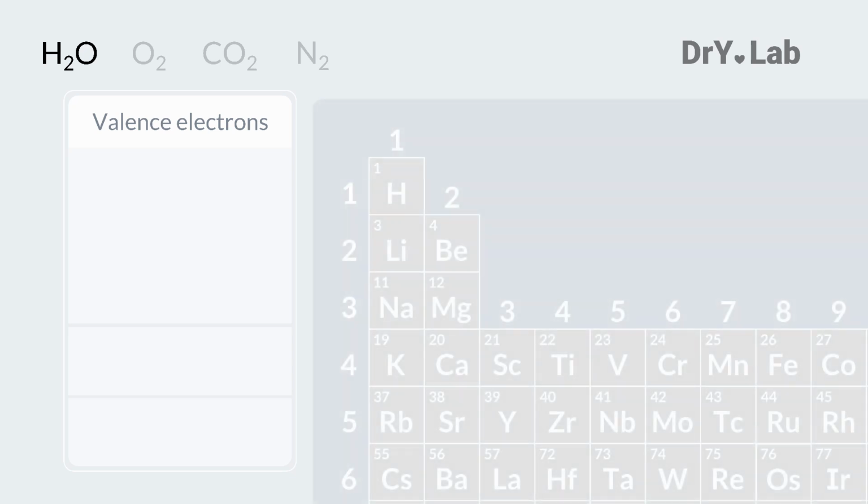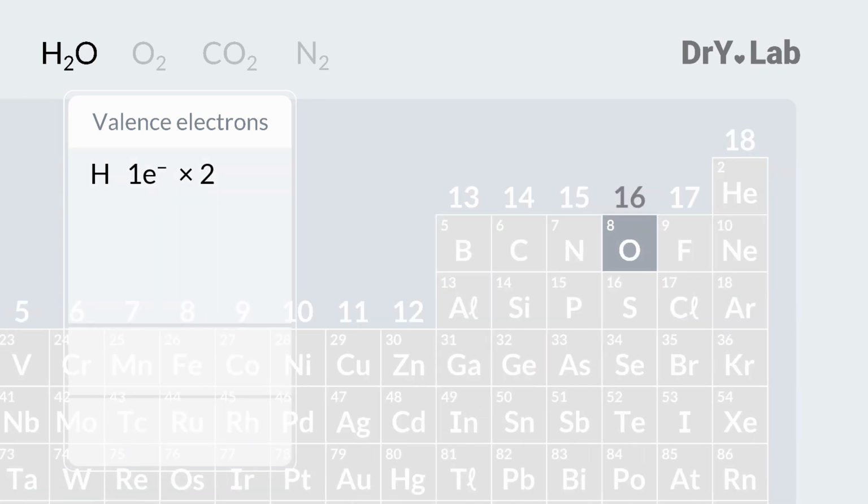Looking at the periodic table, hydrogen is in group 1. Therefore, we have 1 valence electron for hydrogen. Since there are 2 hydrogen atoms in water, we multiply by 2. Oxygen is in group 16, 6 valence electrons. Altogether, we have 8 valence electrons. Divide that amount by 2 to get 4 electron pairs.